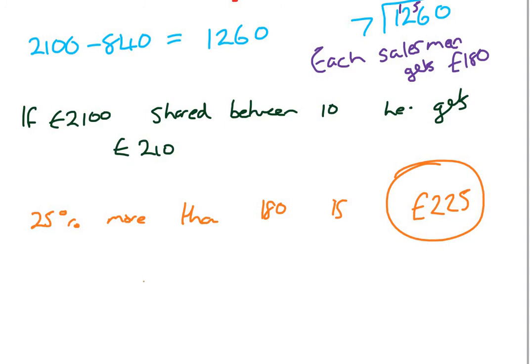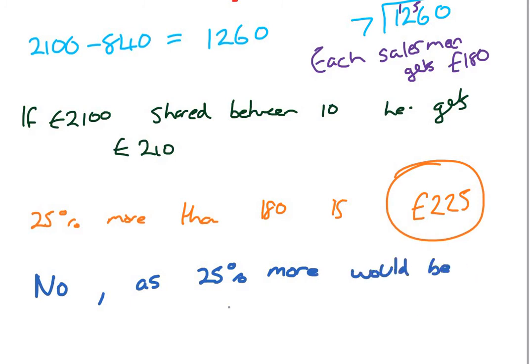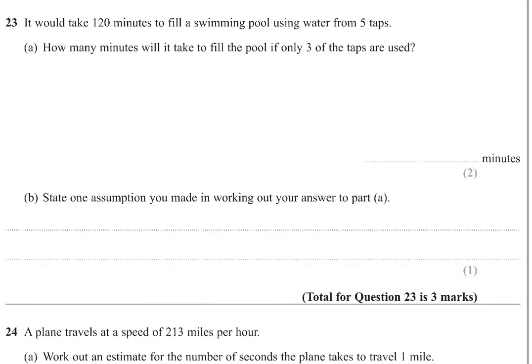So he's not quite right because he only would get £210. So I hope that makes sense there. So I'll put no, as 25% more would be 225. He would only get 210.